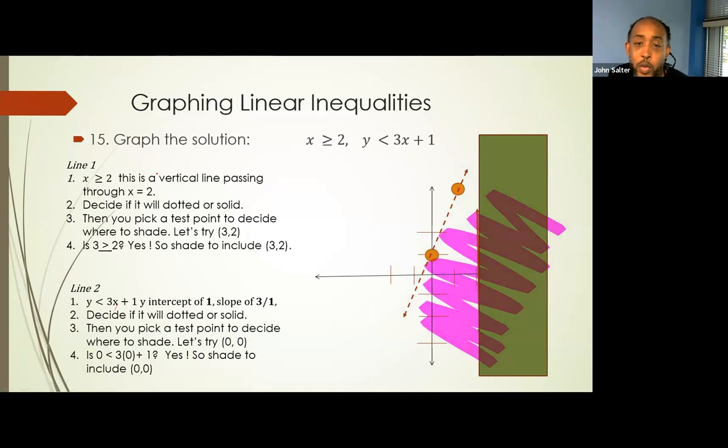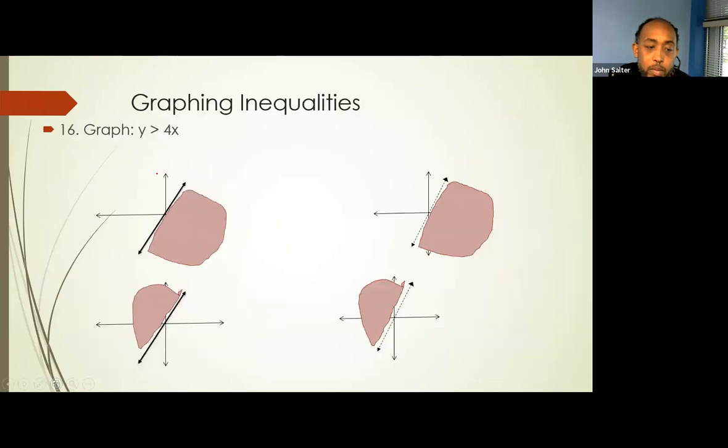Where's the solution of both of these at once? It's where I'm shaded in both places at once. So right in there. All right. Graph y is greater than 4x. Y is greater than 4x.